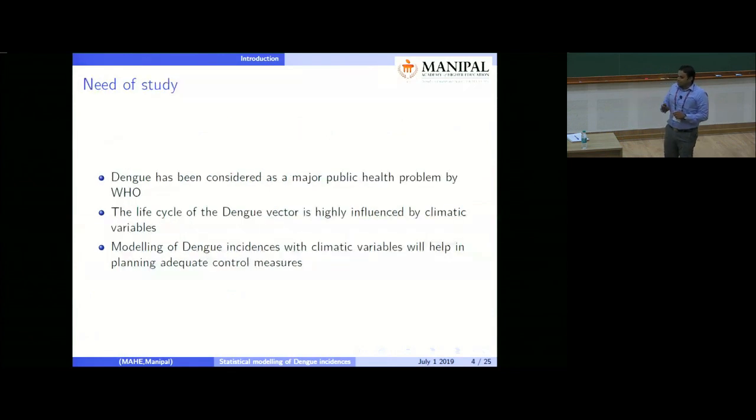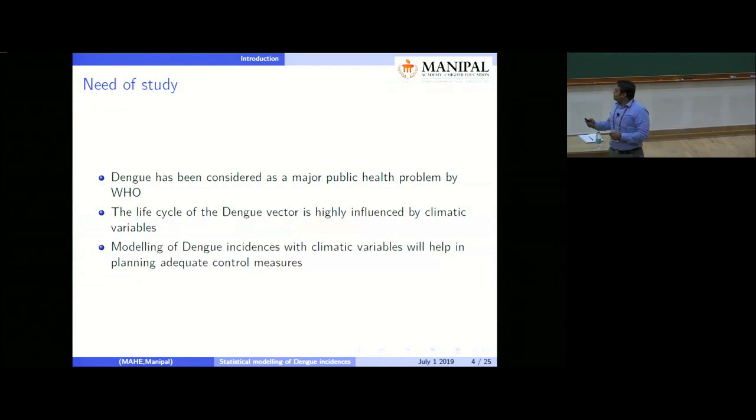Need for the study: as I already mentioned, dengue is one of the major public health problems of the world, according to WHO. Dengue is seasonal, so it is influenced by climatic variables. If you undertake modeling of dengue incidence with climatic variables, it may help to plan adequate control measures to reduce dengue incidence.